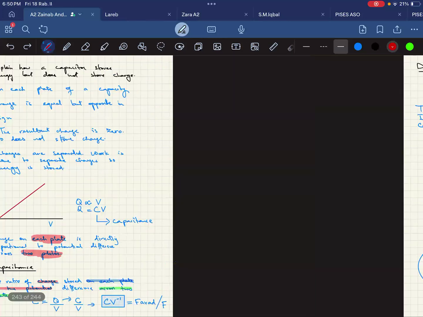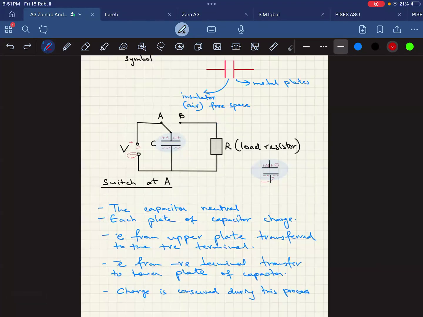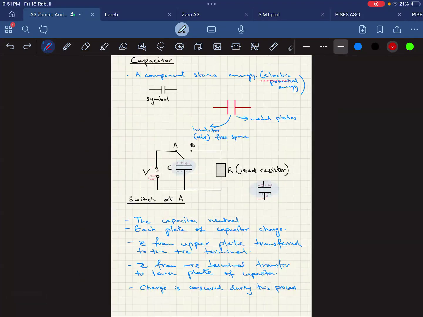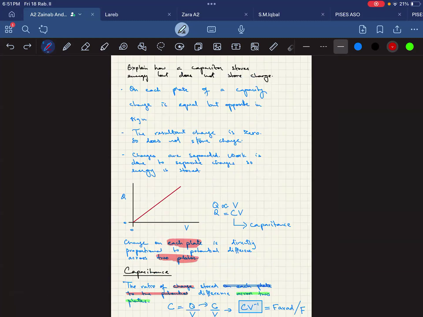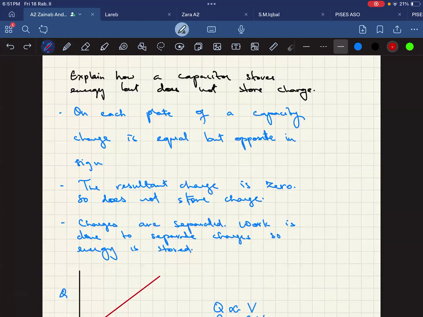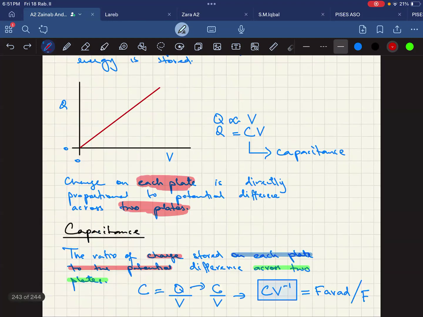Okay, fine. So I repeat quickly, capacitor, a component that stores energy. Capacitor stores charge on each plate. How? I told you the resultant charge on a capacitor is always zero, and charge always conserves. We studied why we can say that capacitor stores energy, but it does not store charge. We actually saw a graph, the QV graph. It's a straight line passing through origin.